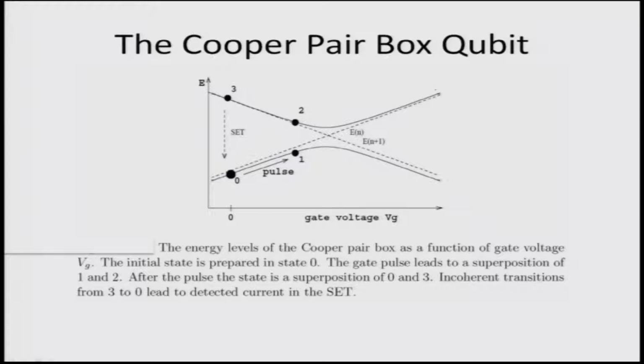The scanning electron trip voltage will be registered in terms of the values which are seen. The initial state is prepared in state 0. The gate pulse leads to a superposition of 1 and 2. After the pulse, the state is in superposition of 0 and 3. Incoherent transitions from 3 to 0 lead to the detected current in the scanning electron trip.